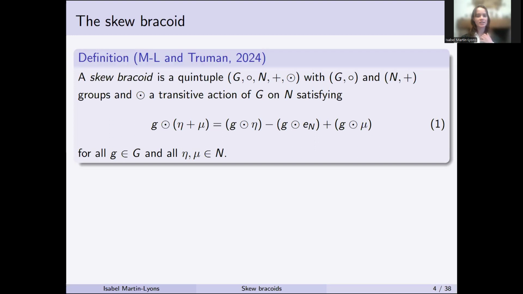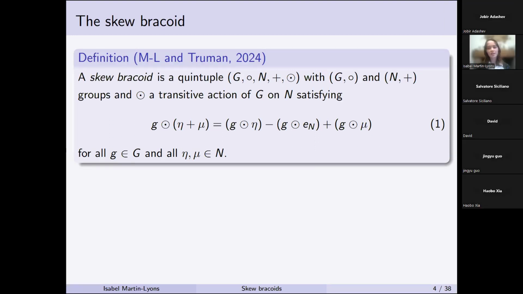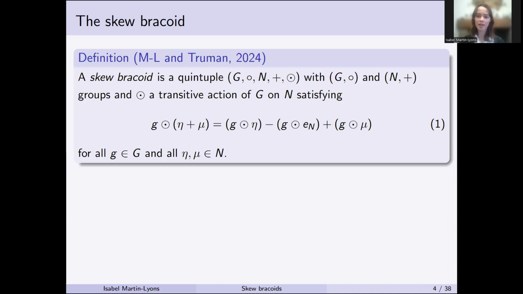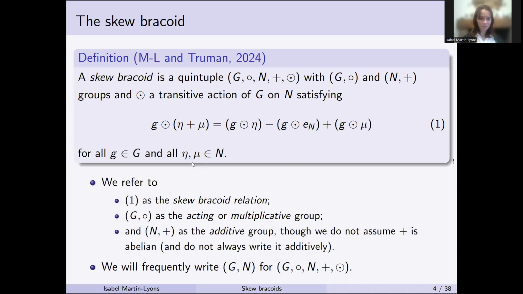A skew bracoid is a quintuple (G, ∘, N, +, ⊙), where (G, ∘) and (N, +) are groups, and ⊙ is a transitive action of G on N satisfying this relation: g ⊙ (η + μ) = g ⊙ η − g ⊙ 0 + g ⊙ μ, for all g in G and all η and μ in N. We refer to this relation as the skew bracoid relation.